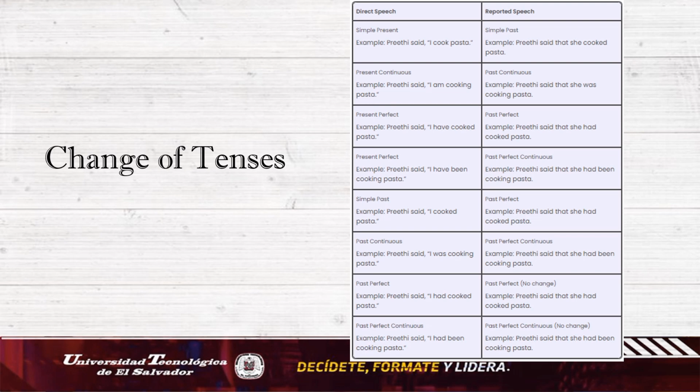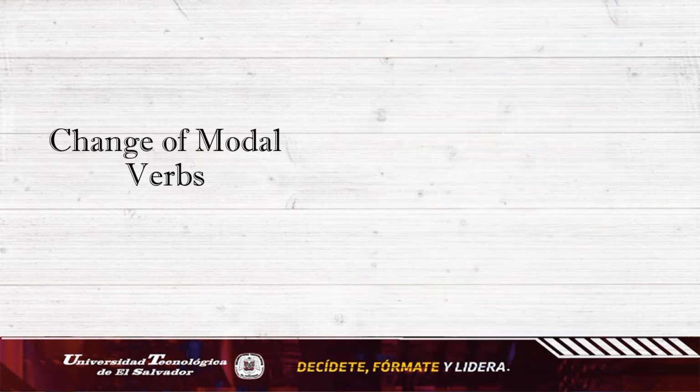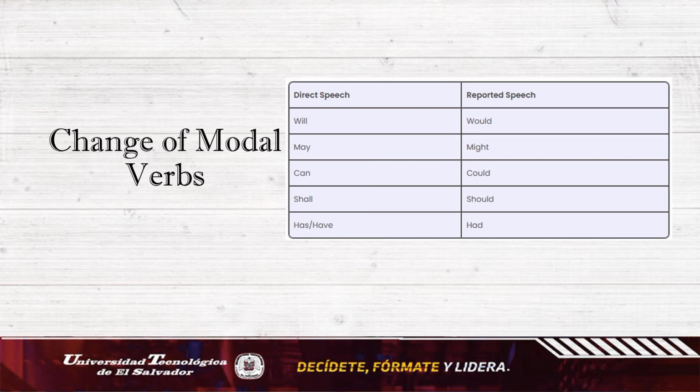If in direct speech the tense is simple past, in reported speech it must be past perfect. If in direct speech the tense is past continuous, in reported speech it must be past perfect continuous. And in the case of the past perfect and the past perfect continuous, both in direct speech and in reported speech, the tense is maintained. The last thing that changes are the modal verbs. See the chart below.